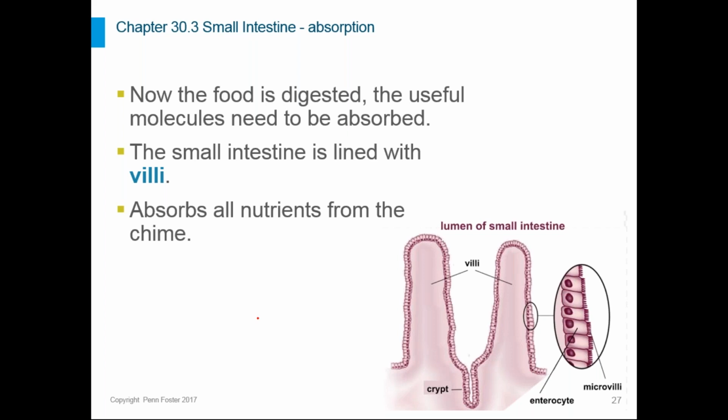Okay, so it's lined with villi, which increases the surface area. This allows for efficient absorption of all the nutrients into the lining of the small intestine. By the time it is through the small intestine, the chyme has no nutrients left, just water and cellulose and some other undigestible substances.